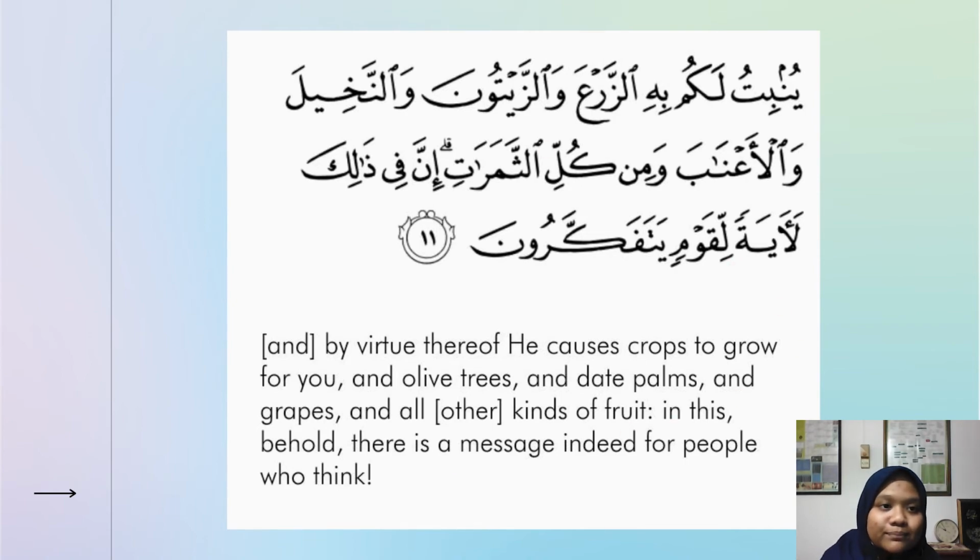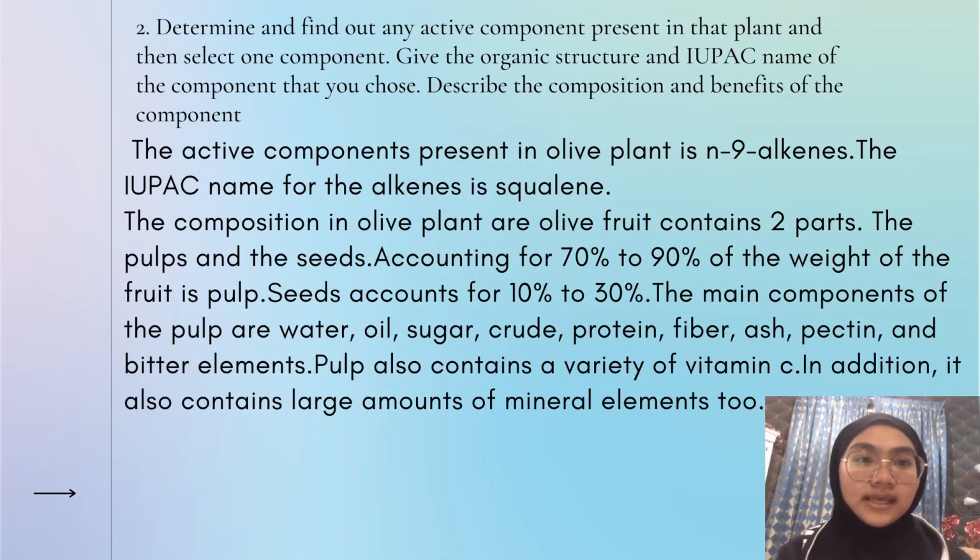Thank you. I will present about the active component present in olive plants and the structure, also the IUPAC name for the active component. The active component present in the olive plant is an alkene. The name for the alkene is squalene.